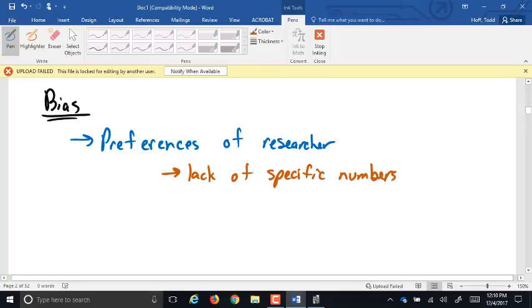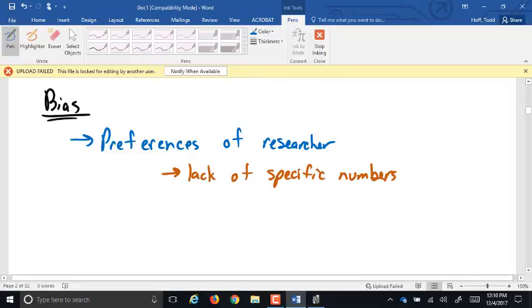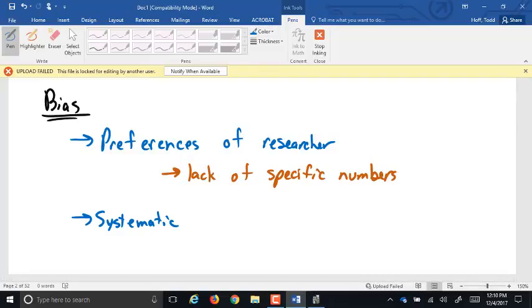If they just say a majority of those who are homeless report being abused as a child, well, is a majority 80% or is it 51%? Another bias could be systematic. When you're looking at a systematic bias, is it how the data was gathered?